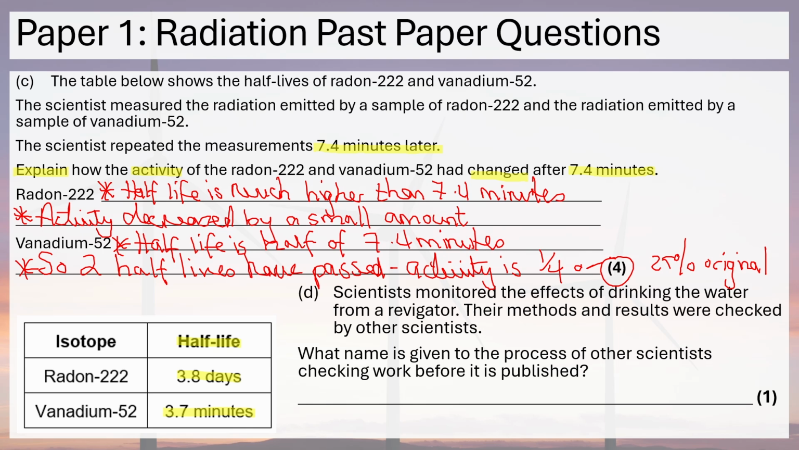Okay, part D then is asking us, scientists who monitor the effect of drinking water have their methods and results checked by other scientists. What name is given to that process? So we just need to know that that is peer review. So just make sure you remember that phrase.